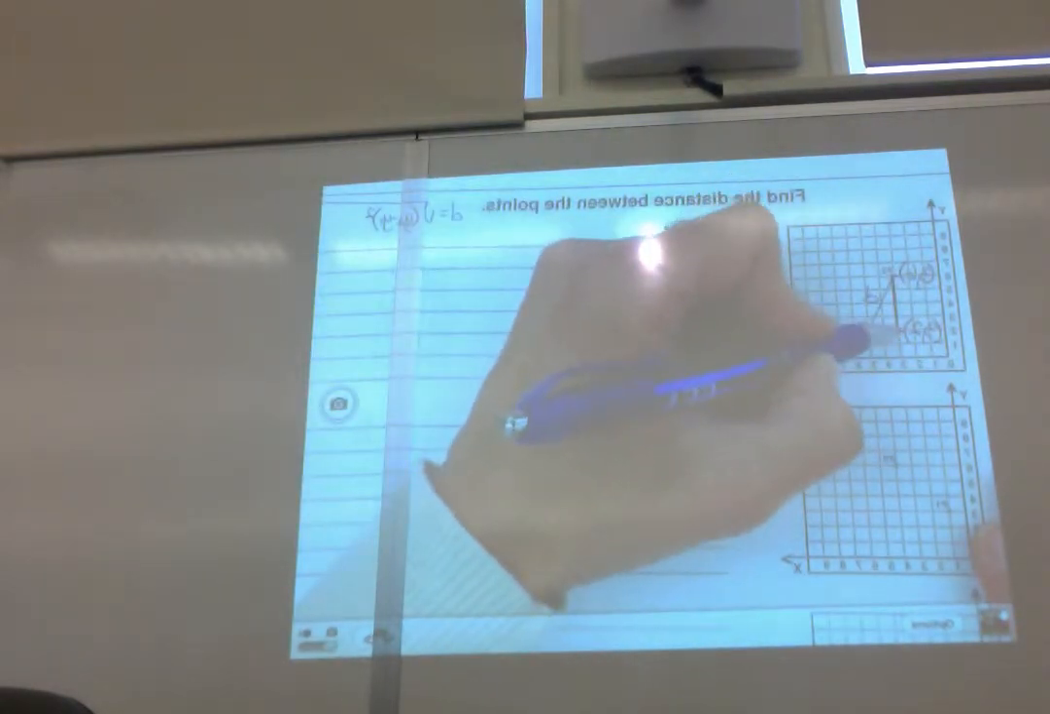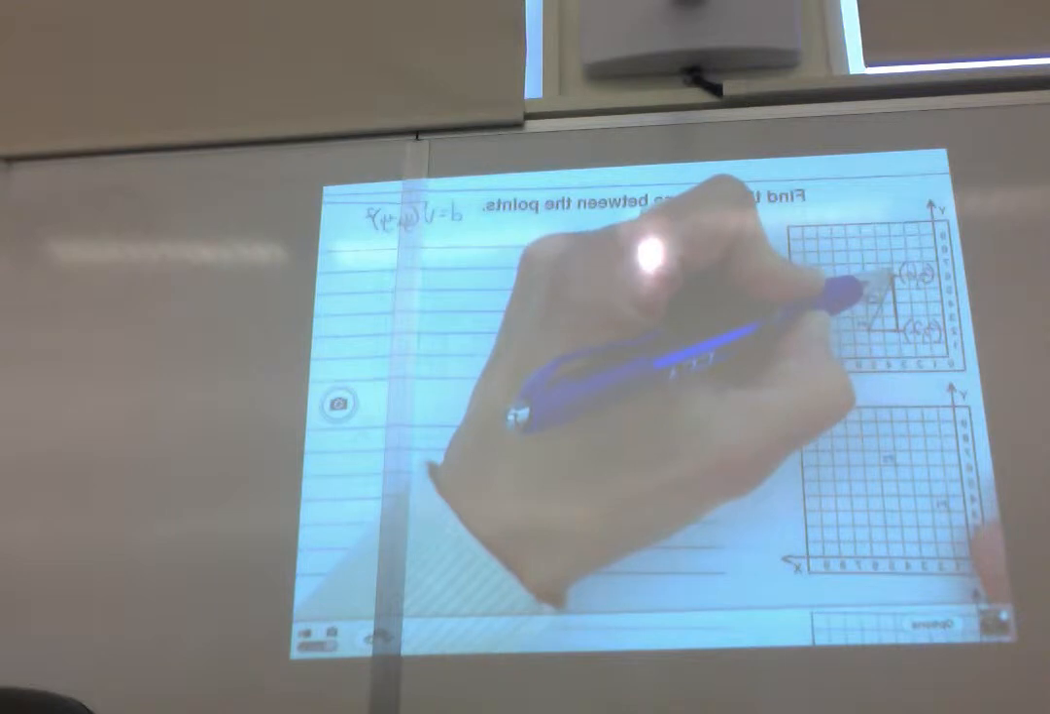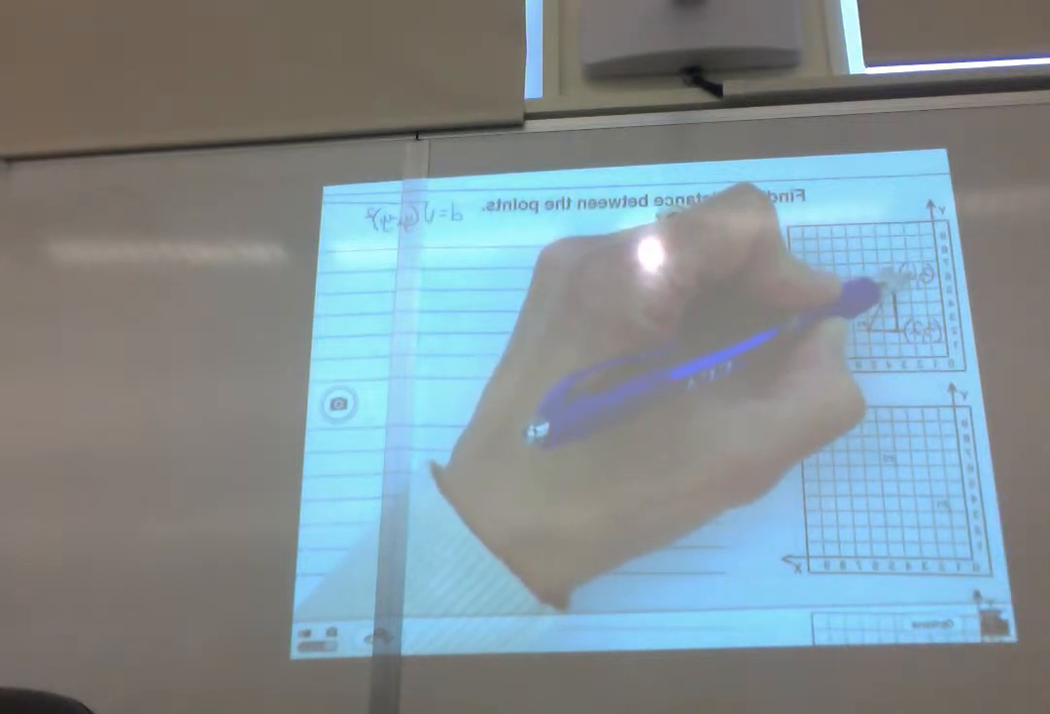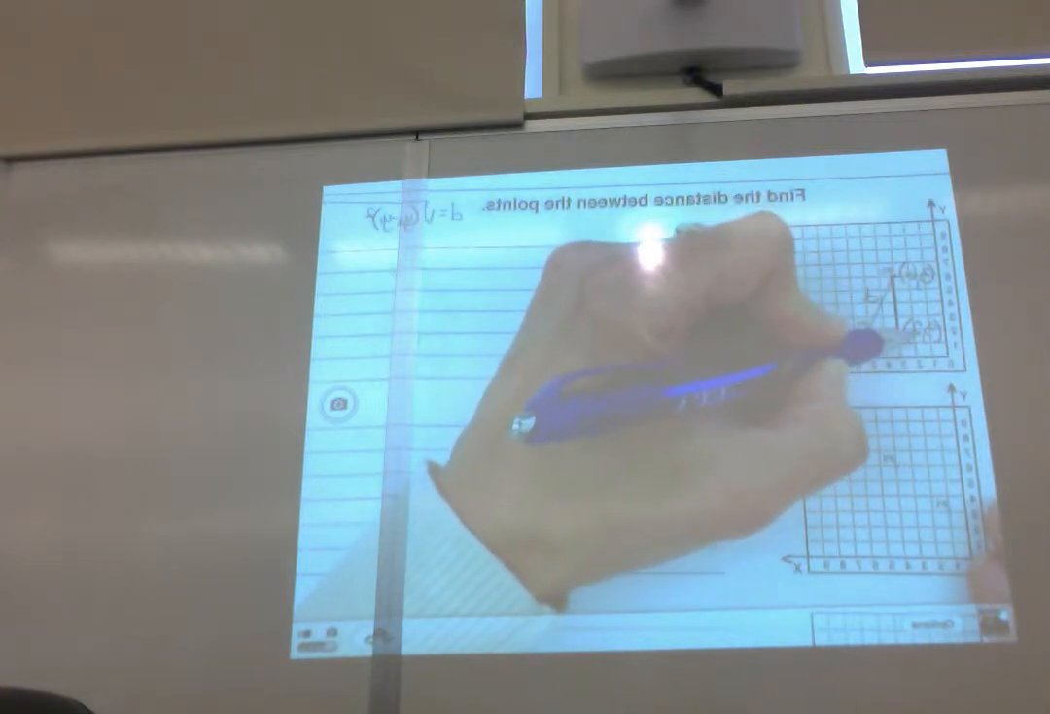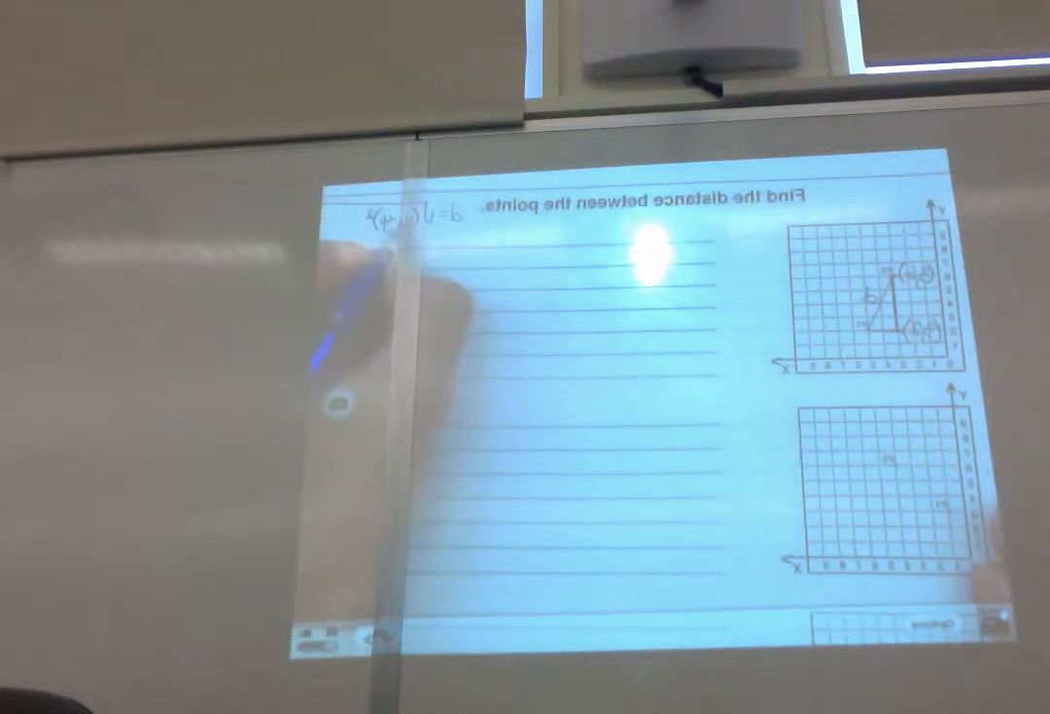4. Because it's starting at 2 going up to 6, or I find out how far they are by saying 6 minus 2. That's the difference between the two. And what we just did with that is say y2, 6, minus y1, which is 2.